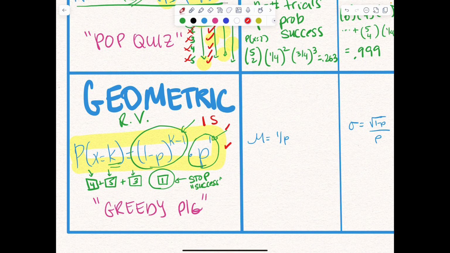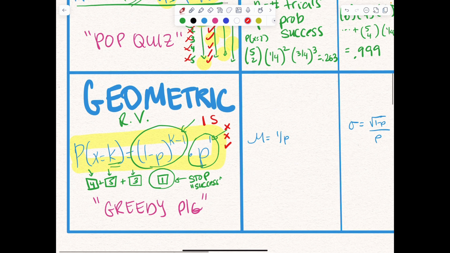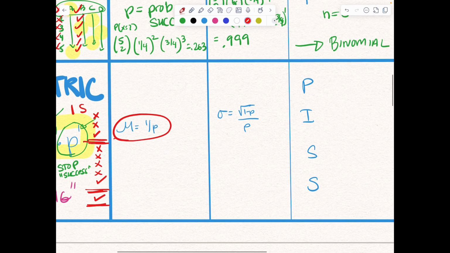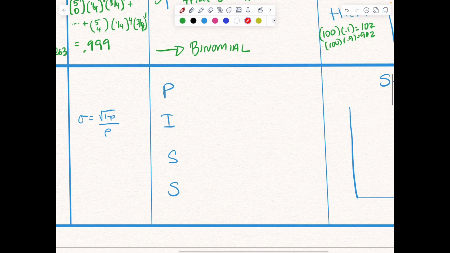It would look like this for my test: X, X, and then 1 success, stop. Or this is a new test: X, X, X, X, success, stop. If I got the first one right away, then I stop. As soon as you get a success, you stop. That's geometric. So my mean is just 1 over the probability. My standard deviation is the square root of 1 minus p over p. And the conditions for this I call PIS.